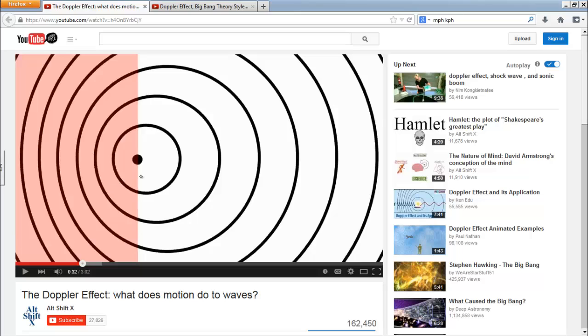So if you watch The Big Bang Theory, Sheldon is going to describe the Doppler effect.